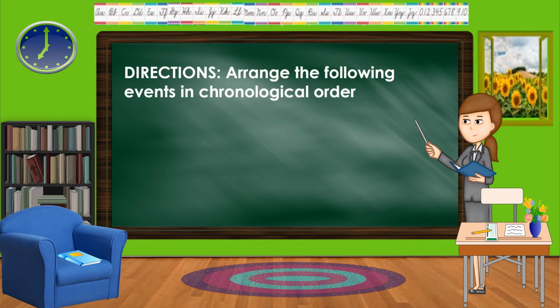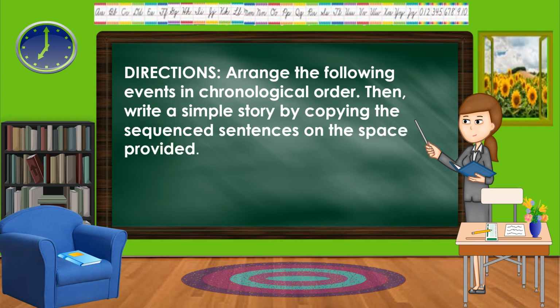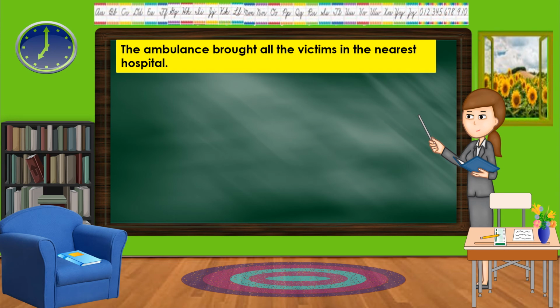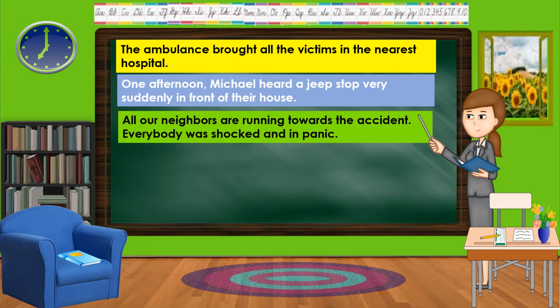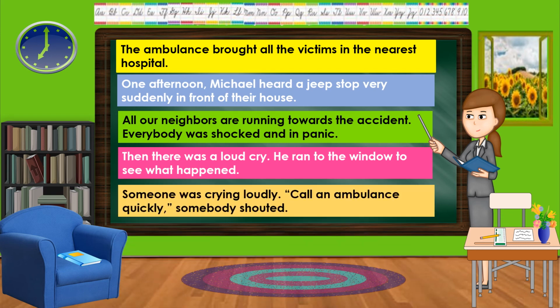Arrange the following events in chronological order. Then write a simple story by copying the sequenced sentences on the space provided. Here are the events. The ambulance brought all the victims in the nearest hospital. One afternoon, Michael heard a jeep stop very suddenly in front of their house. All our neighbors are running towards the accident. Everybody was shocked and in panic. Then there was a loud cry. We ran to the window to see what happened. Someone was crying loudly. Call an ambulance quickly, somebody shouted.